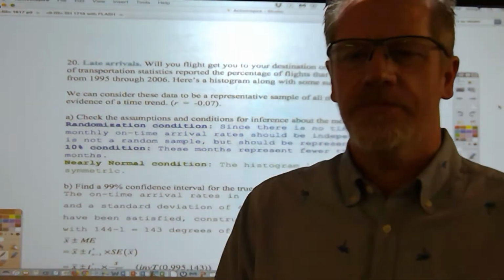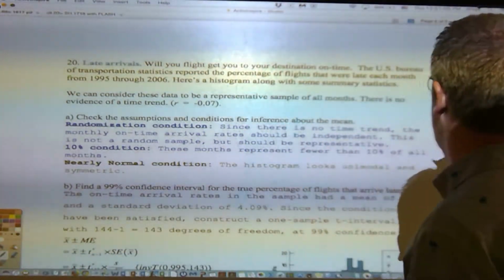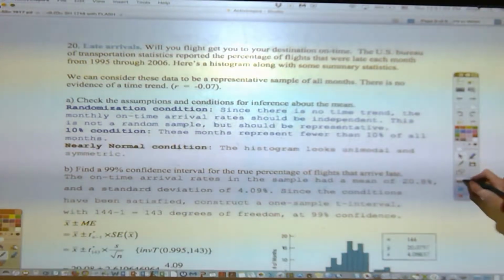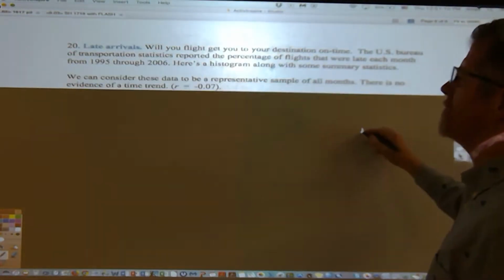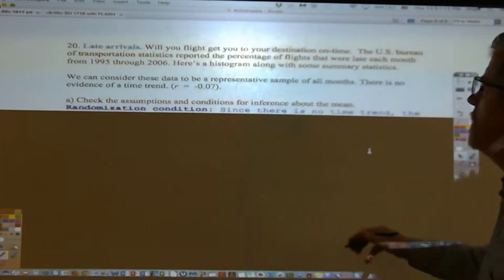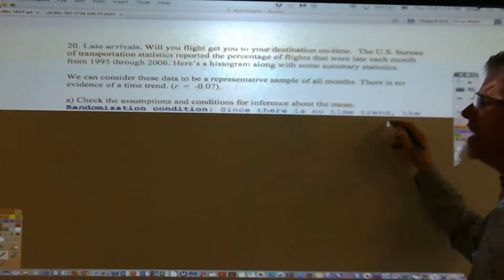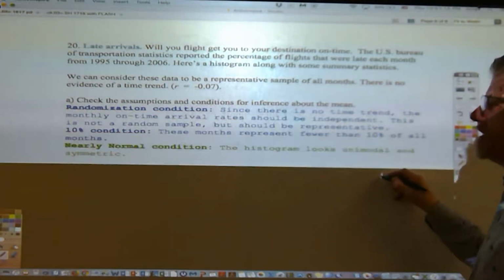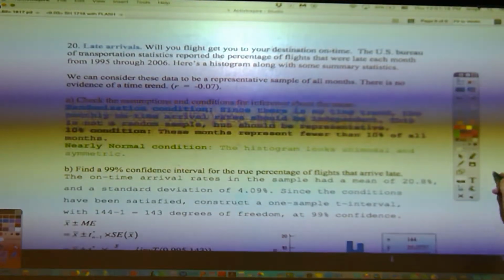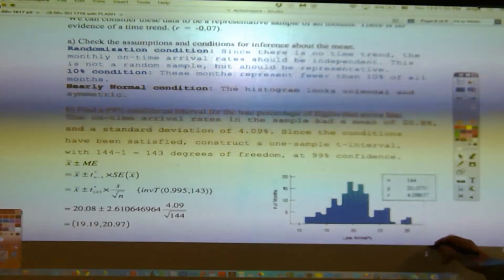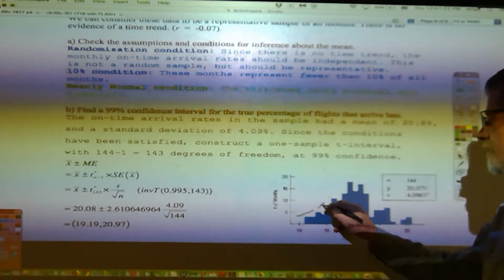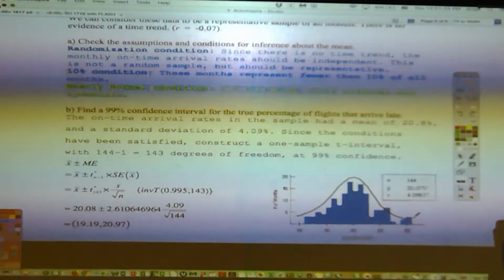So you know, there will be some places where you need to pause through the homework, but we're on number 20, late arrivals. Let's pick up where we left off. Will your flight get you to your destination on time? And we have some data. It's in the table and in the histogram. The histogram is given to you so you can verify that it's unimodal and symmetric.